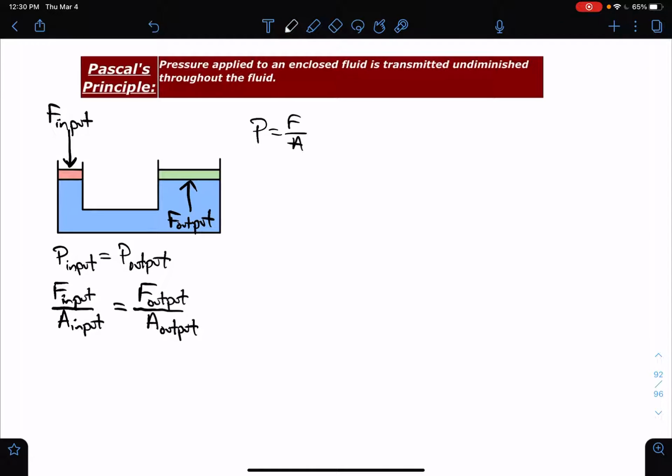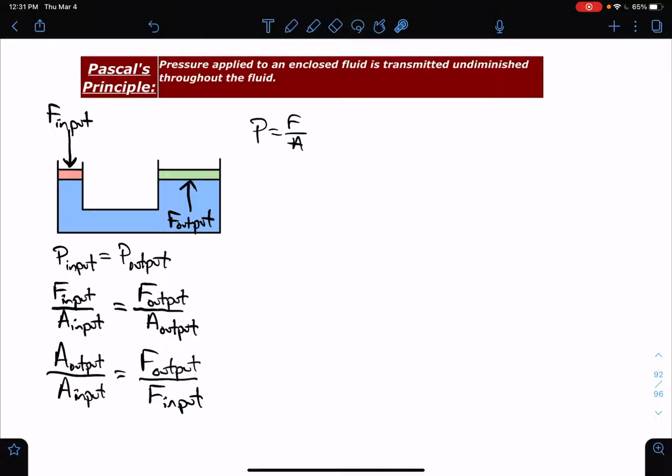Now, typically this formula is rearranged so that we have the output area over the input area. And we set up the forces as well. And this is the formula that's in the content for this unit. And what it shows us is that we can amplify forces without using motors or electricity, anything like that. All we're doing is taking advantage of Pascal's principle.